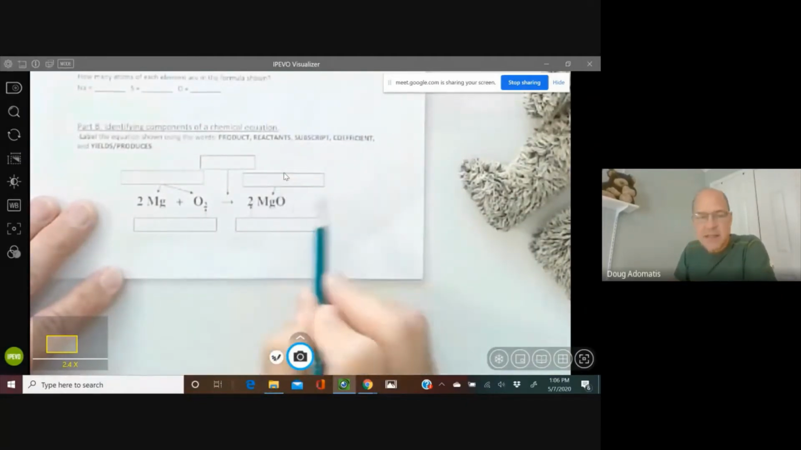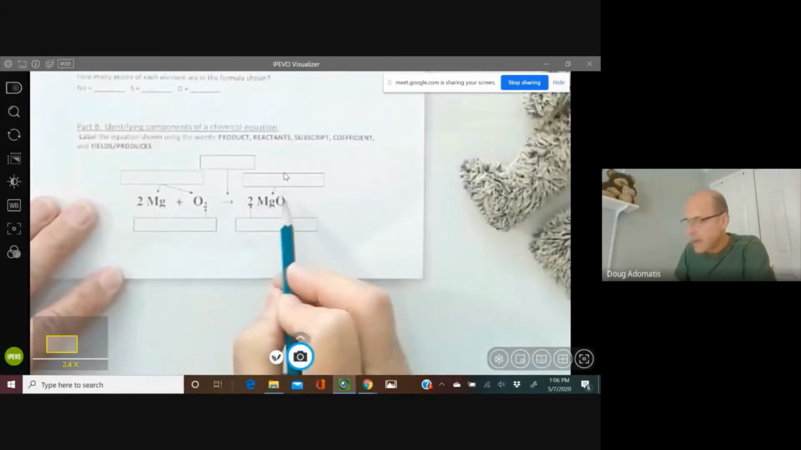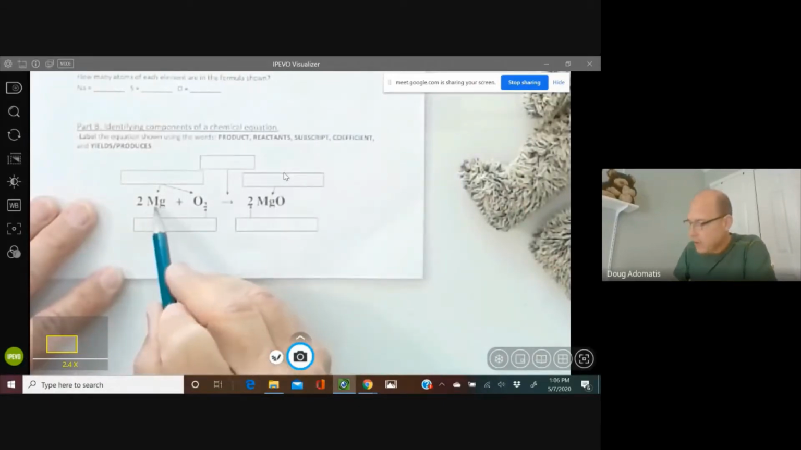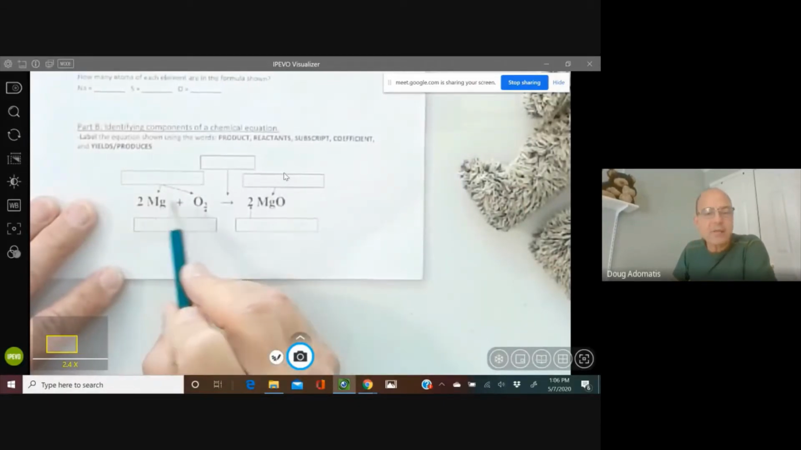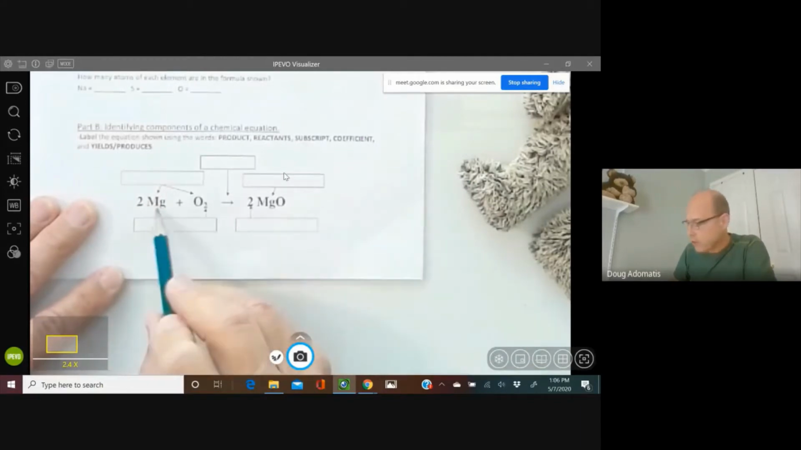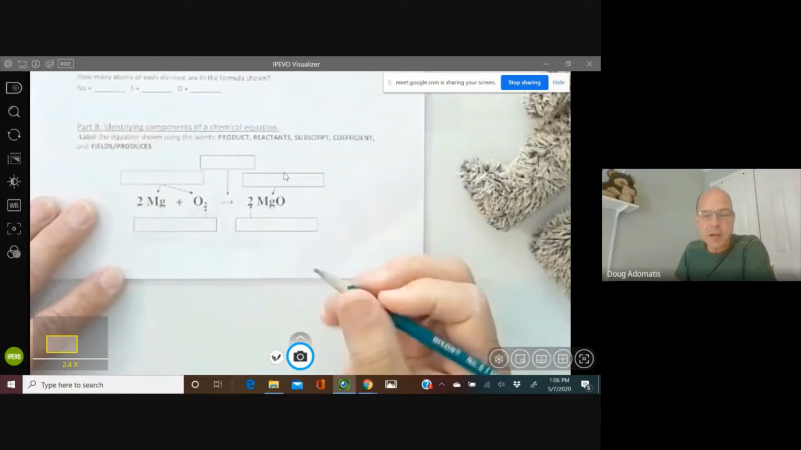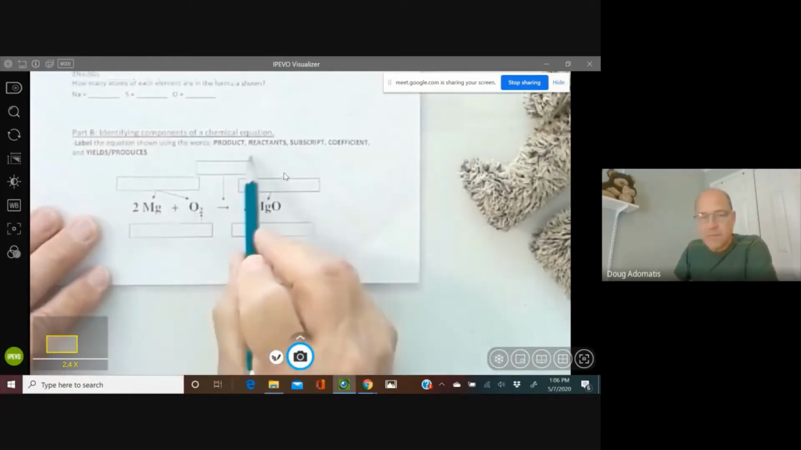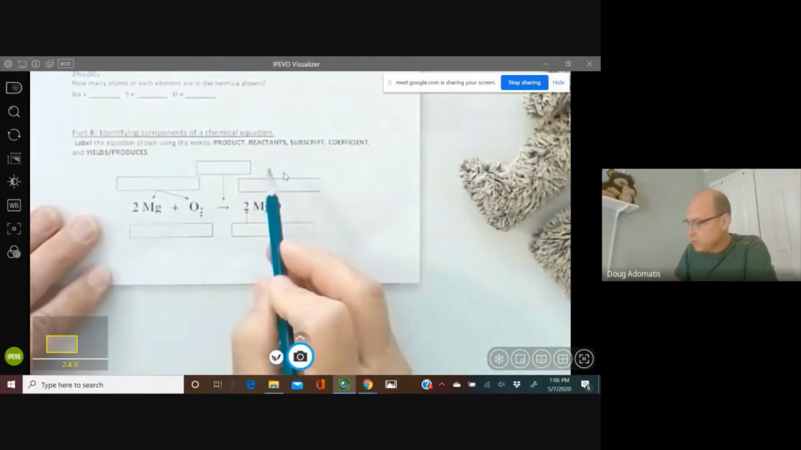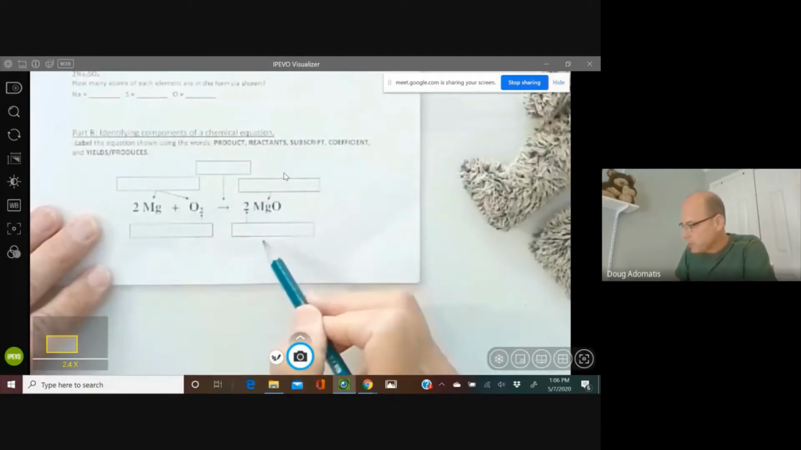We are synthesizing magnesium oxide from magnesium and oxygen. So these two elements combined make that combined compound. Okay, so they give you a word bank here, and you're just supposed to write the words in the appropriate spot.